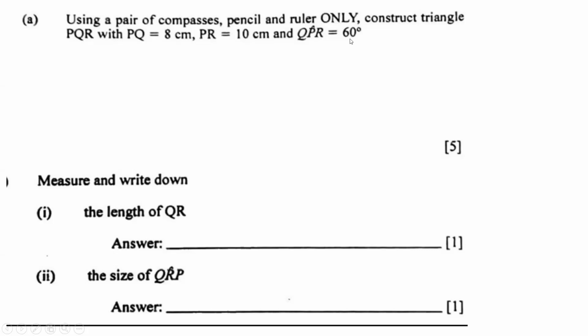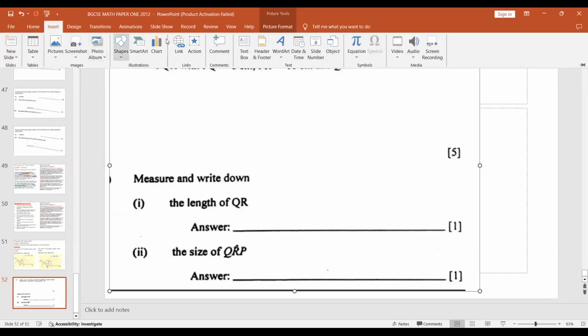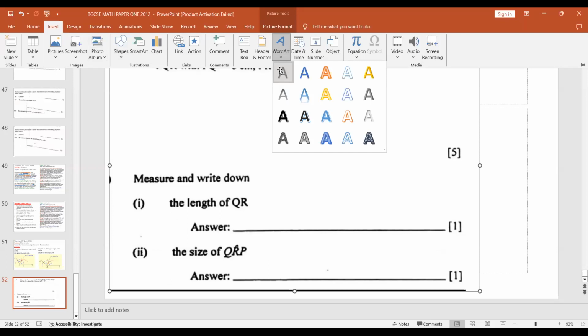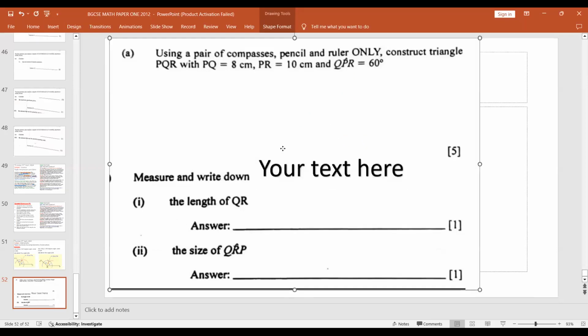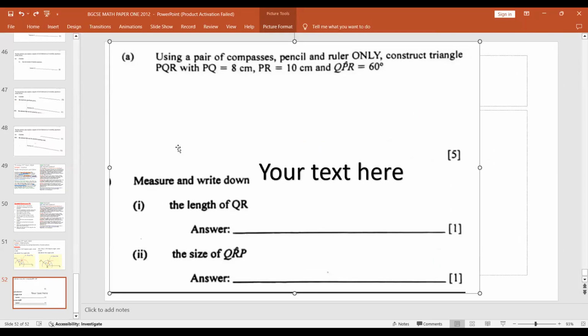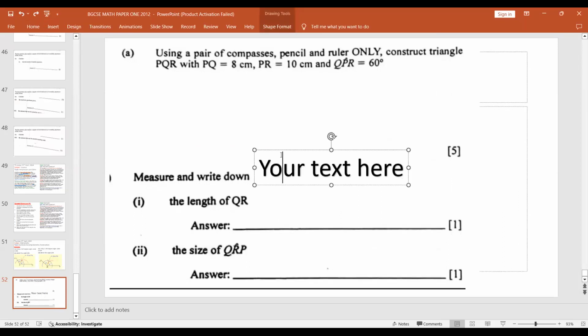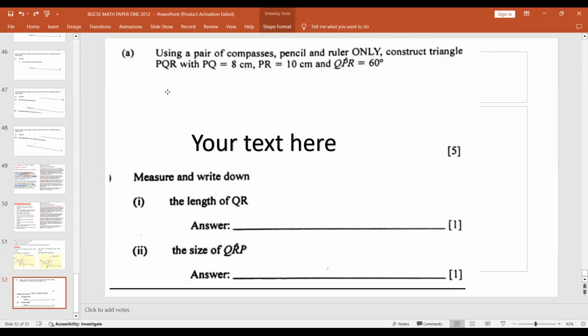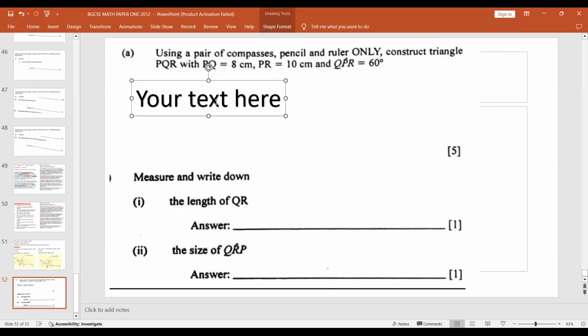All right, so let's do something like that. Let's write down the question first, and then do it. After that, they want us to measure and write down the length of QR and tell them the size of QRP. So I'm going to write this question now so I could have it for the other slide. Write this down for me, please: using a pair of compasses.